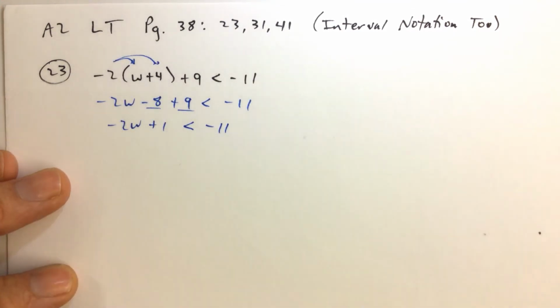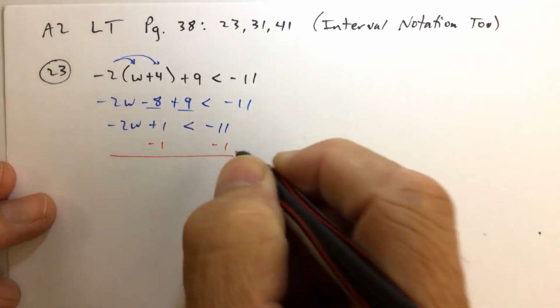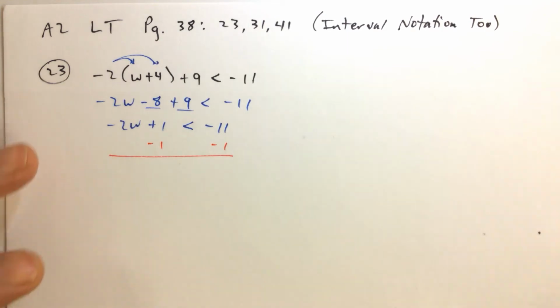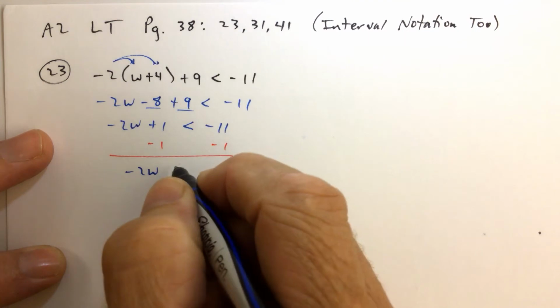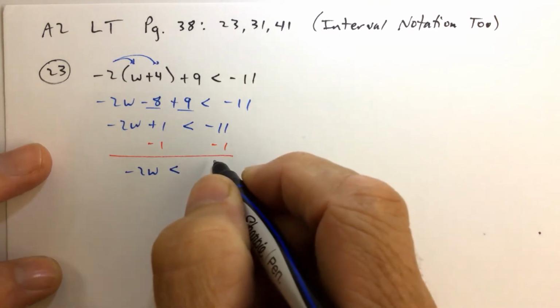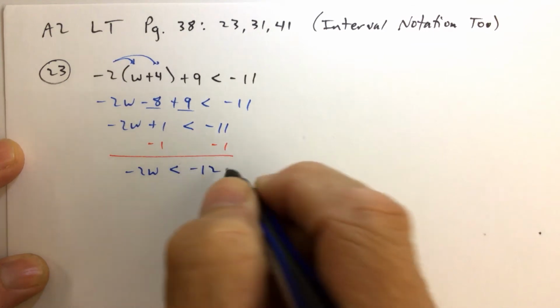So we have like terms, meaning negative 8 and positive 9 add up to positive 1. And then we're going to go ahead and pick a side for the variables. Well, the variable's already on the left side, so let's go ahead and leave the variable on the left. You don't have to do that, you can do it differently. So I'm going to subtract 1 from both sides, and if I do that, I get negative 2w on the left, and I get negative 11 minus 1, that's negative 12.